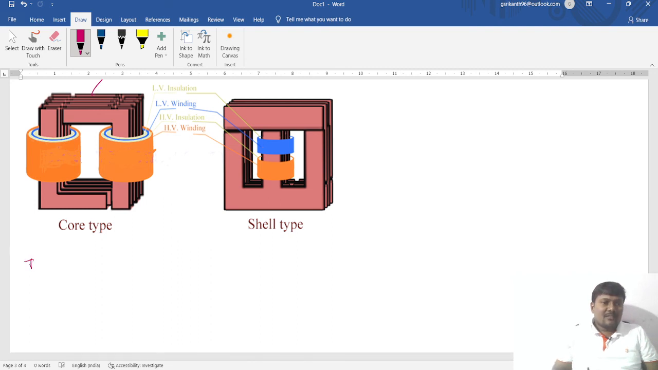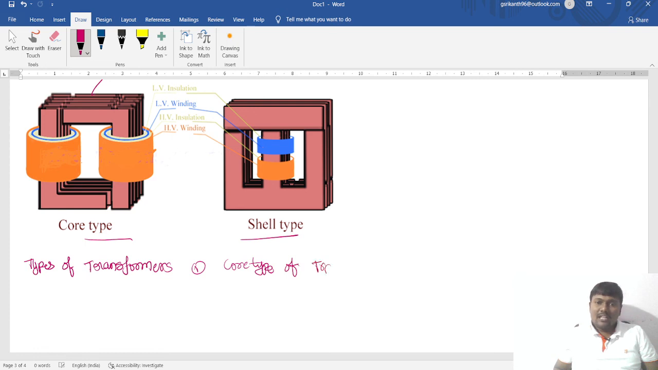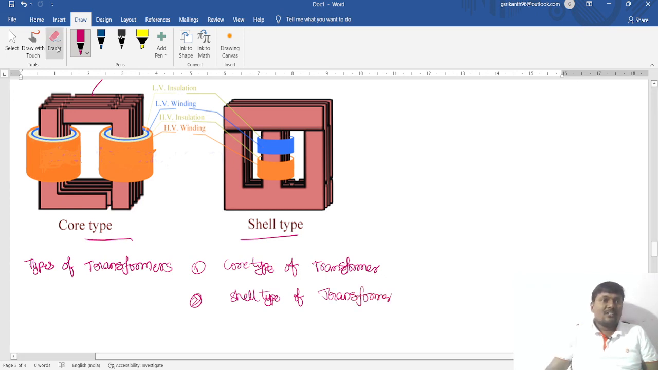The types of transformers is very important. He will ask the difference between the core type of transformer and shell type of transformer. We have two types: one is the core type of transformer, and the other is the shell type of transformer. Okay, so we will discuss in detail in the next lecture.